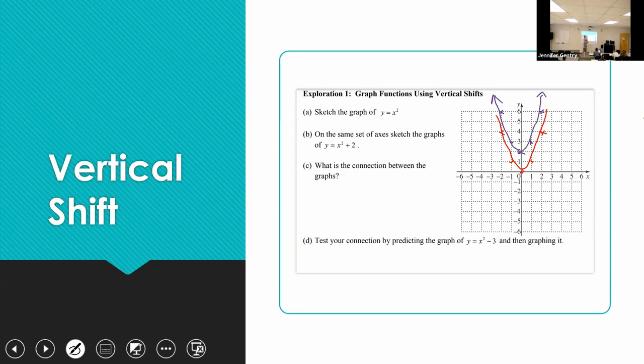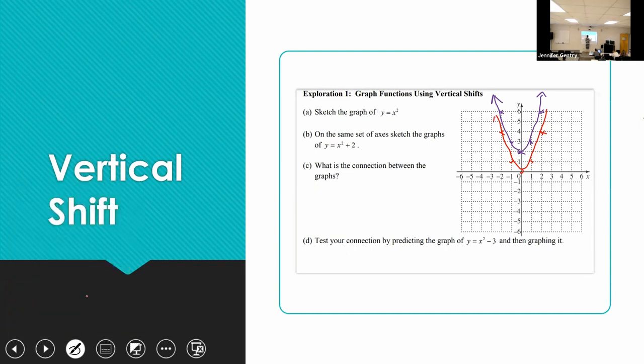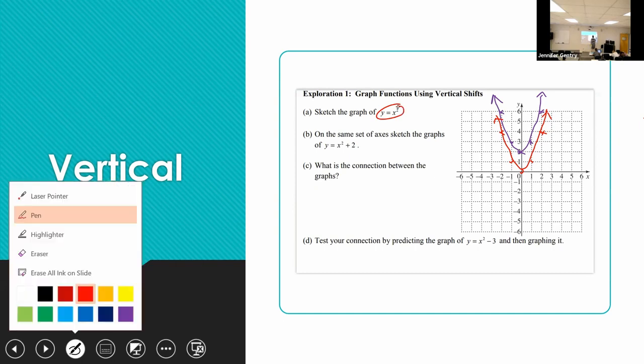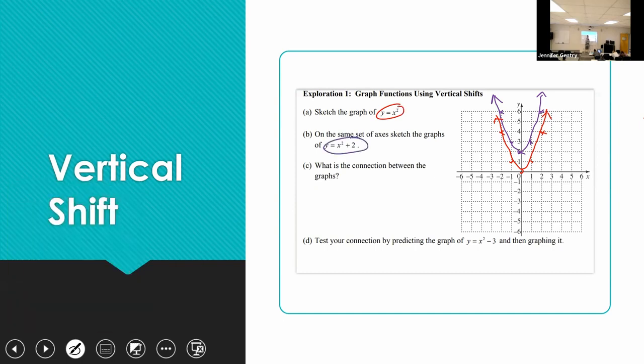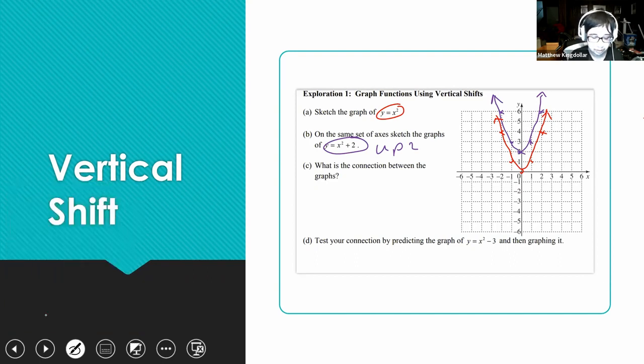Okay? So what's the difference? We went up 2, or plus 2. If I was going to guess for x minus 3, what would I guess it to be? If plus 2 was up 2, where would minus 3 be? Down, how many? 3, yeah. 1, 2, 3.